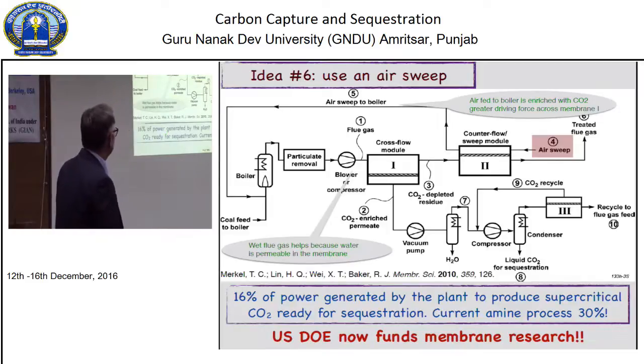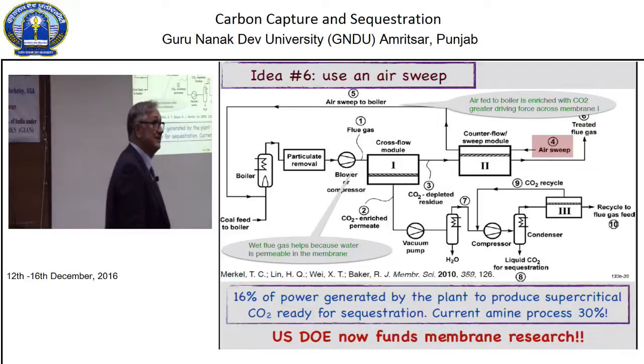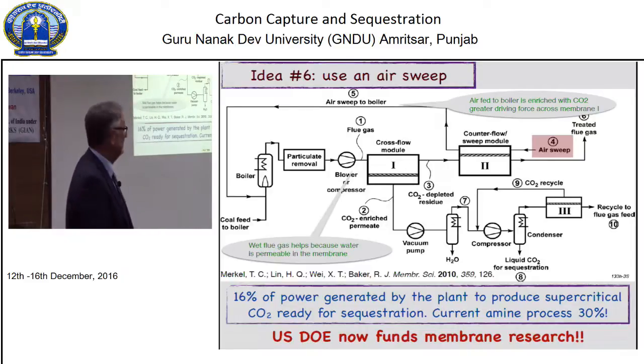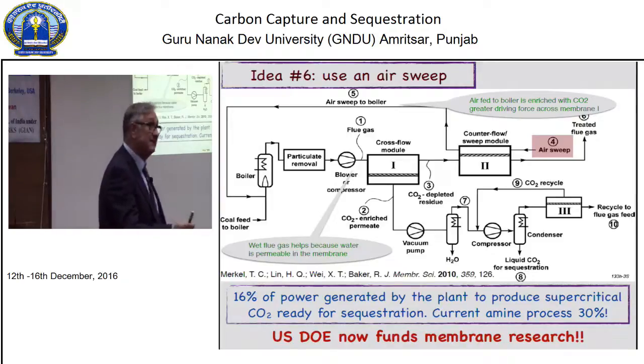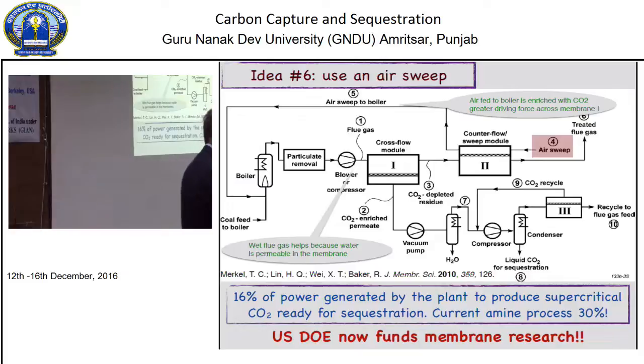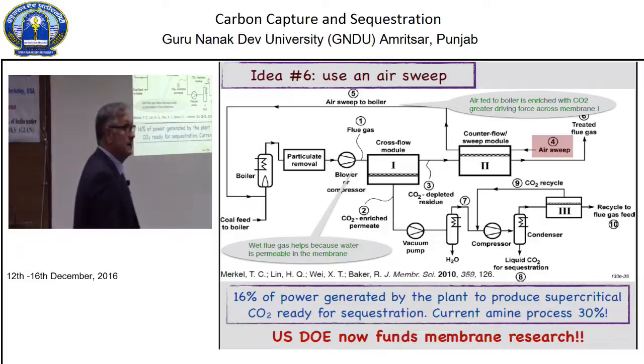Here's the answer. 16% of the power plant to produce CO2. Remember, we talked about 14% as the thermodynamic minimum, and the current amine processes are 30%. So if I were a betting man, and I was going to make a prediction as to which carbon capture technology is going to pay off in the long run, there's your answer, membranes. And that's why it's at pilot scale, and that's why the U.S. Department of Energy is focusing a great deal of their research efforts on pilot scale membrane science. Very exciting.